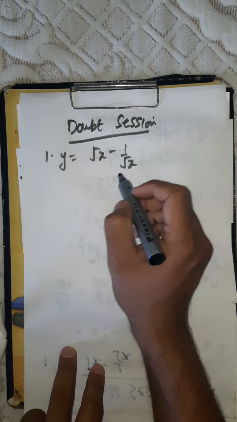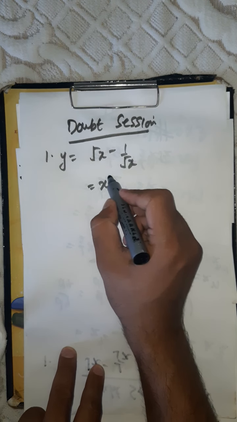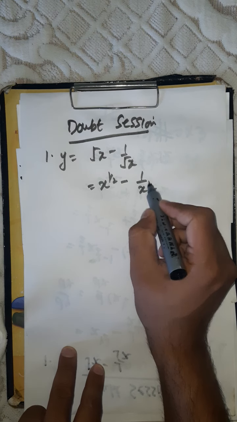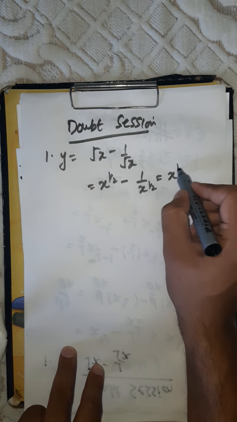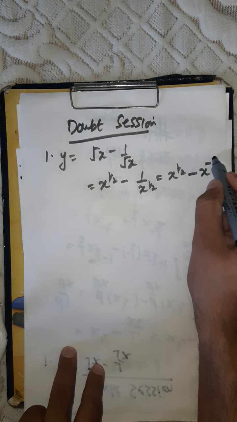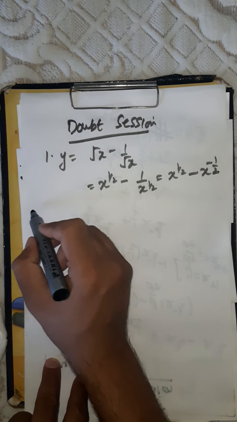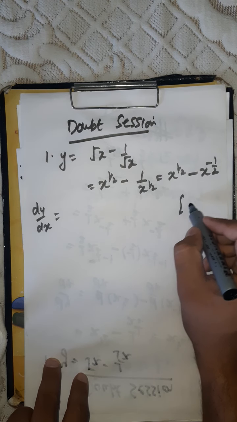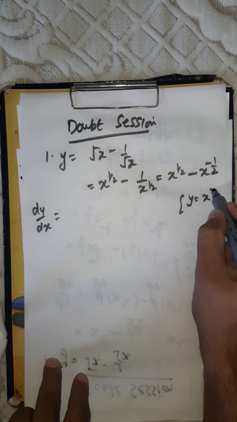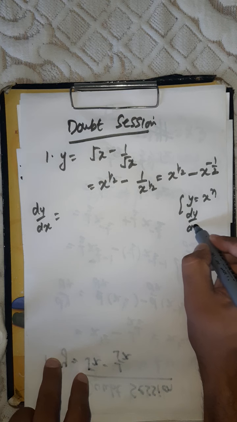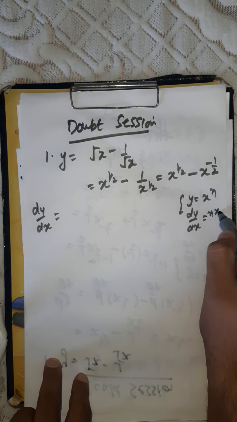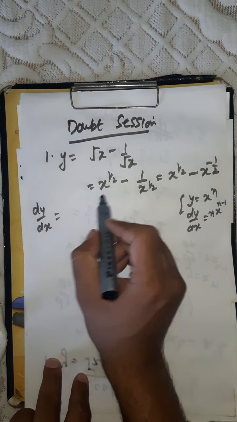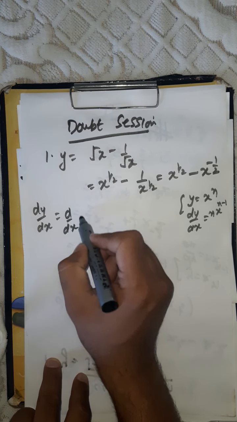So first of all, change it into powers. x power 1 by 2 minus x power 1 by 2. It will go up, so it can be written as minus 1 by 2. Clear? Now dy by dx. Remember we have done, if y is equal to x to the power n, then dy by dx is equal to n x to the power n minus 1. Clear?